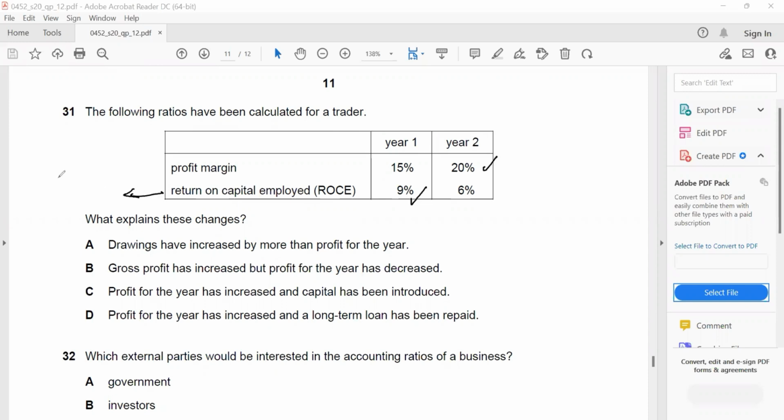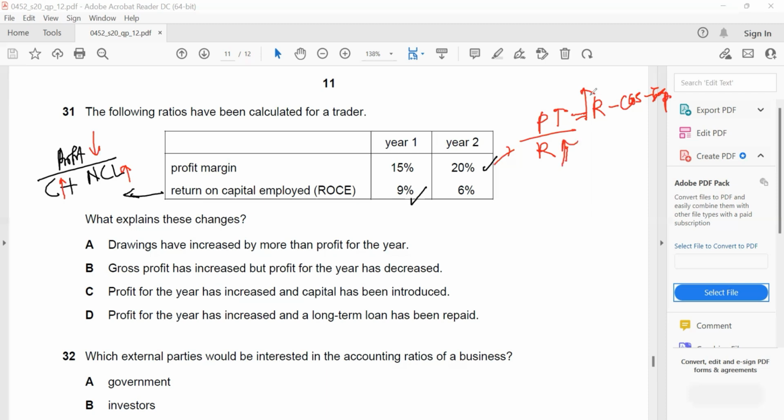What is the ROCE formula? Profit before interest over the capital employed, capital plus non-current liability. So this one is dropped. When this one drops, that means this one drops, this one increases, can cause this one to drop. Whereas this profit margin increases, that means this profit margin is profit over revenue. So this profit increases more than this one, because revenue increases, this one is the impact on the revenue minus cost of sales minus expenses. So this one must increase.